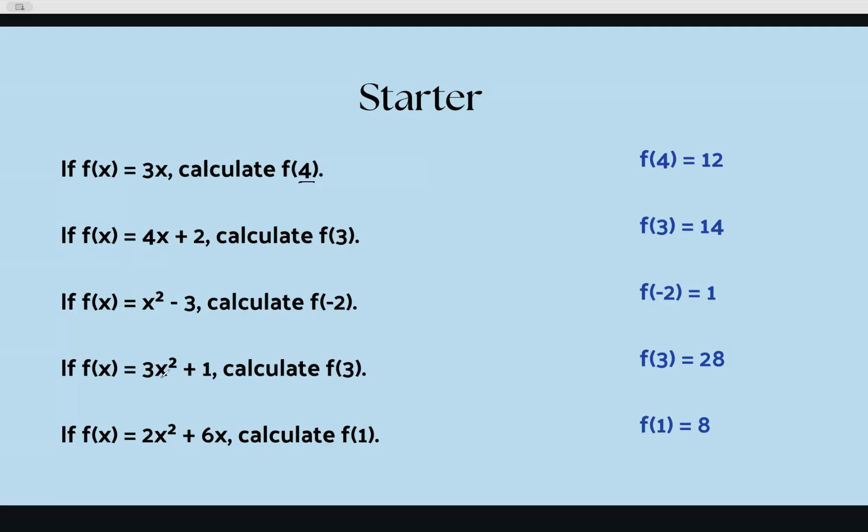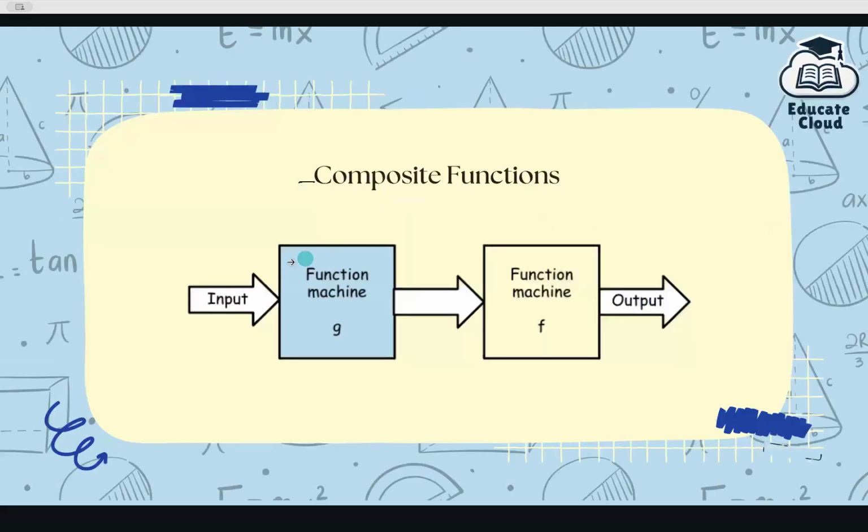Even for this one, first you would do 3 squared. Then you times it by 3. So 3 squared is 9. 9 times 3 is 27. 27 plus 1 is 28. Okay, so that is how you'd go about that. And now we'll have a look at composite functions.